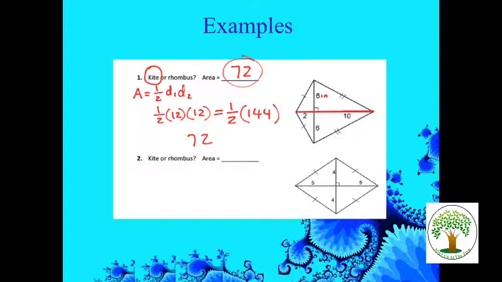All right, let's do this one. Number 2, is that a kite or a rhombus? Rhombus. I'm going to change colors. All right, it's a rhombus. And I like green better. All right. What's the formula for area? Half d1 times d2. Yes.